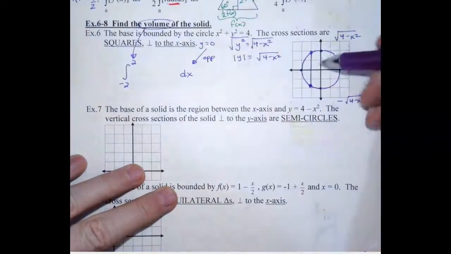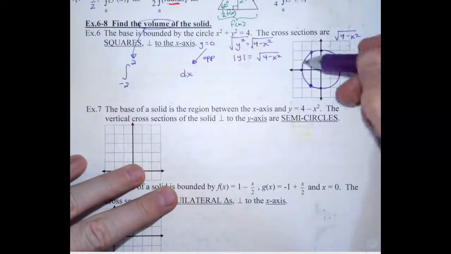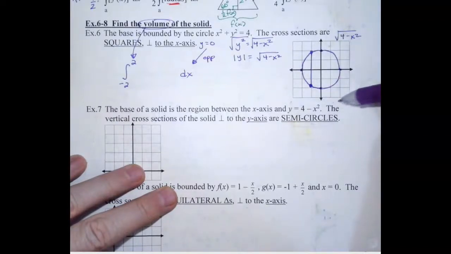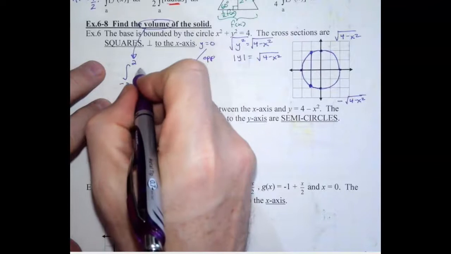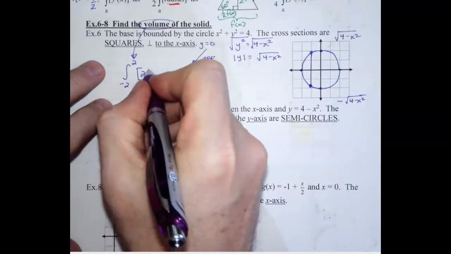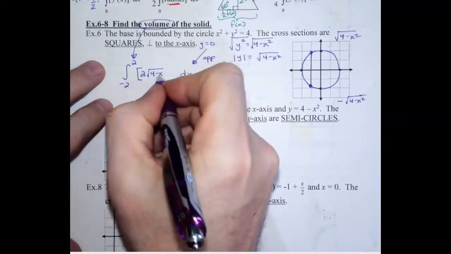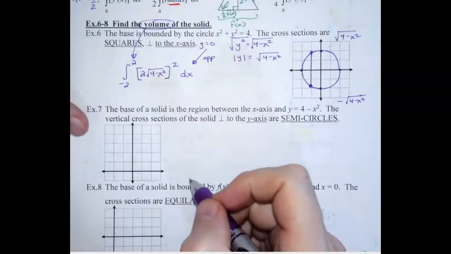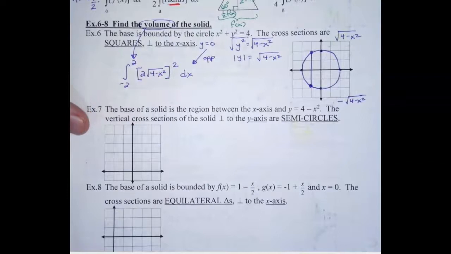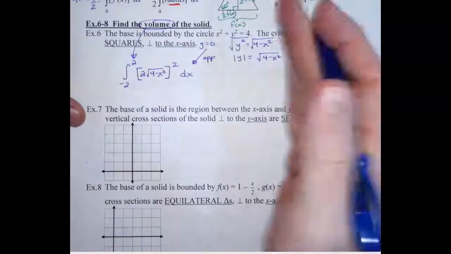Okay? So if you think about this length here, you can take the top minus the bottom. If you take this minus this, that would give us 2 of those. Or you can just double that, either way. So now, if we come back here, we're going to have 2 times the square root of 4 minus x squared, squared. Okay? Now, if we think about that, this is symmetric.